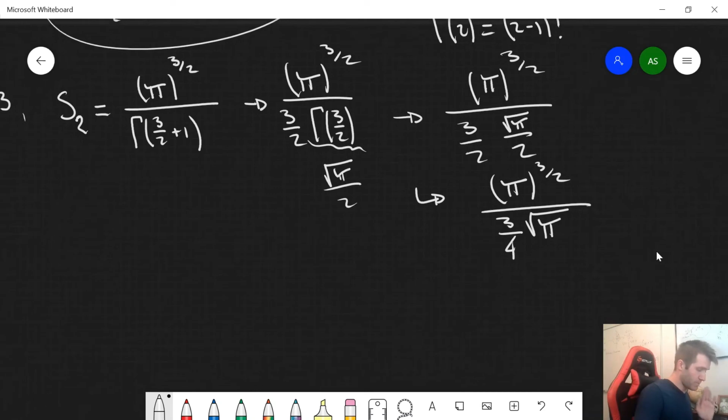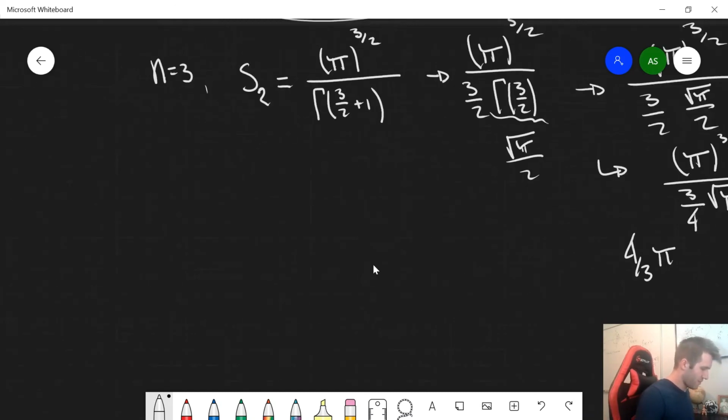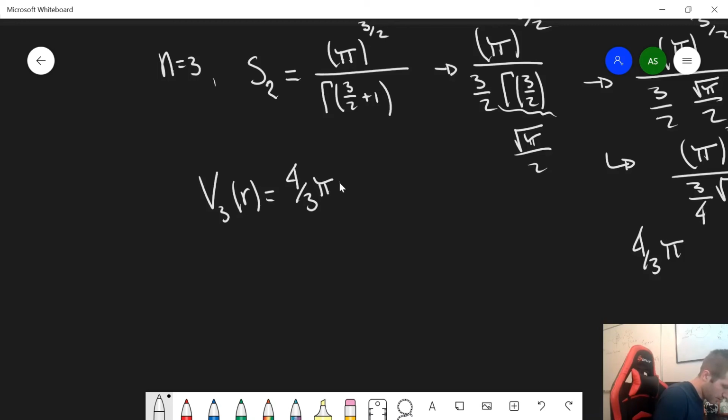Now, let's sort of rearrange this, of course. This is going to give us 4/3 times, well, if we do our exponent rules, 3/2 minus 1/2, well, that's just 2/2, which is 1. So we're going to have 4/3 pi. And that looks familiar, doesn't it? So now we can just fill in our radial portion. So V3 as a function of r is equal to 4/3 pi r cubed.